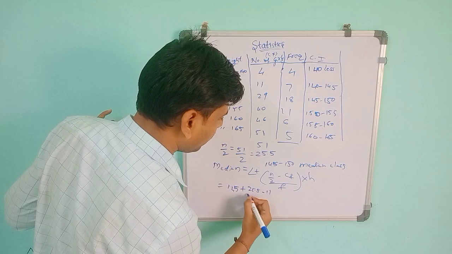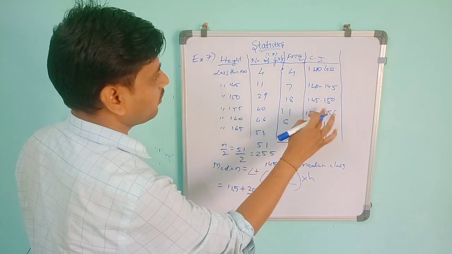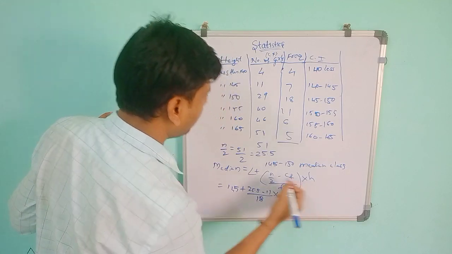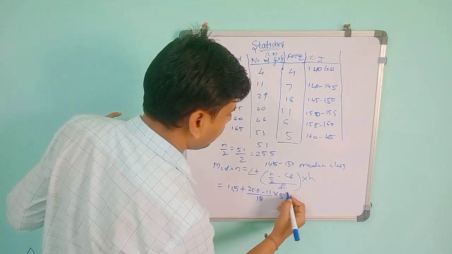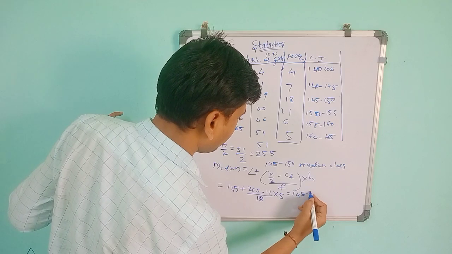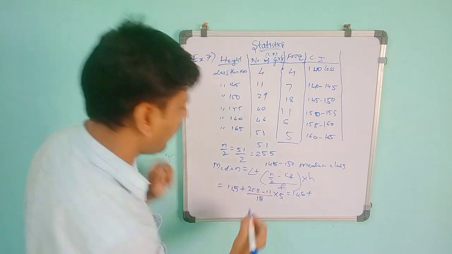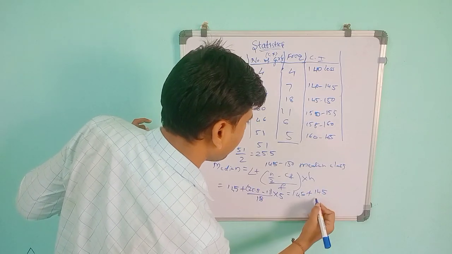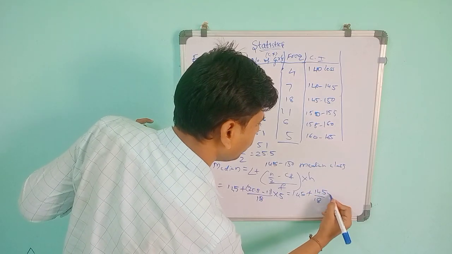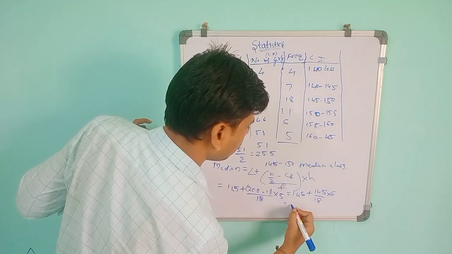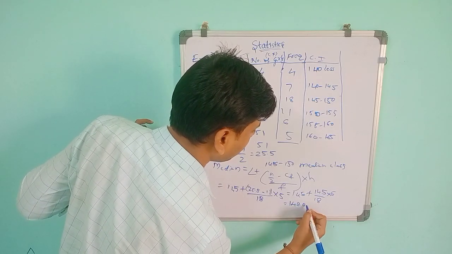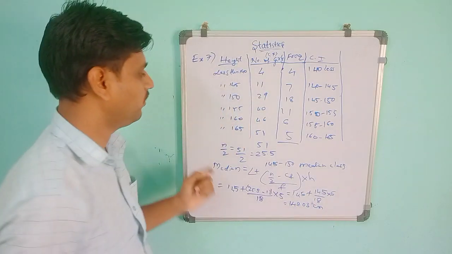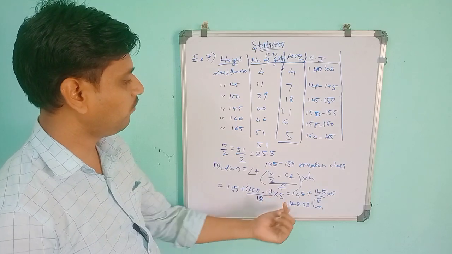So 11, divided by F, the frequency of that class. The frequency is 18, so 18 into H, the gap, is 5. So this will give you 145 plus 25.5 minus 11, which is 14.5, divided by 18 into 5. If you do the calculation, you get the answer 149.03. So the median height of the given girls is 149.03.